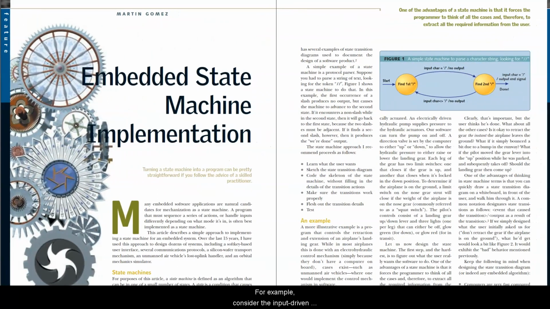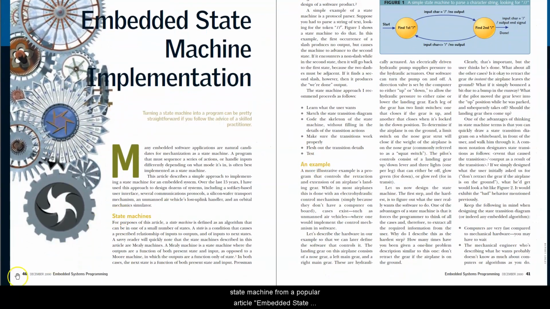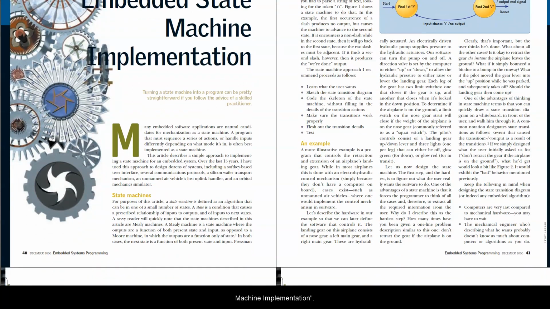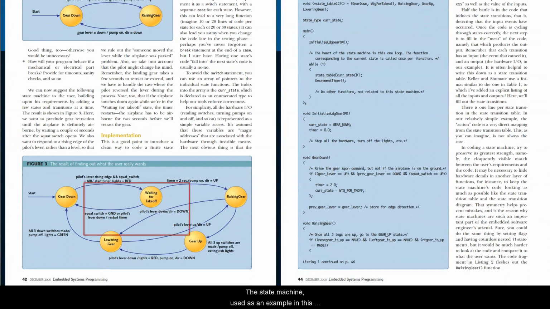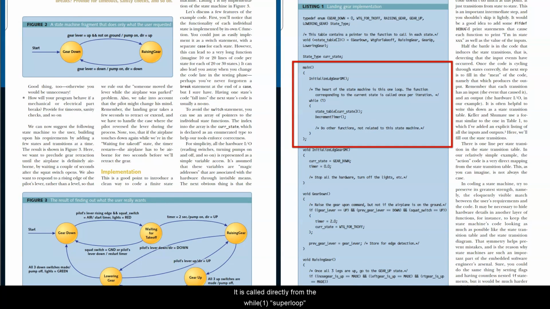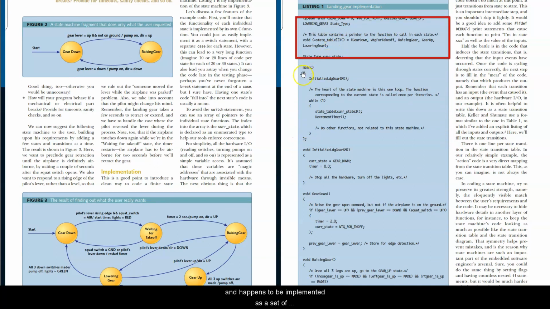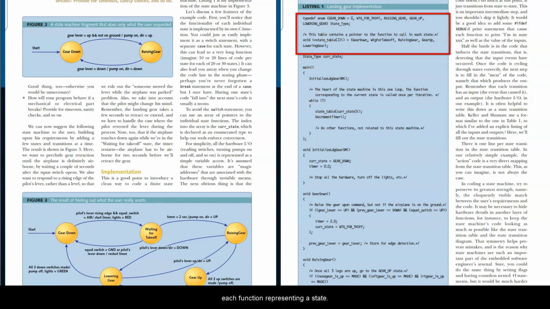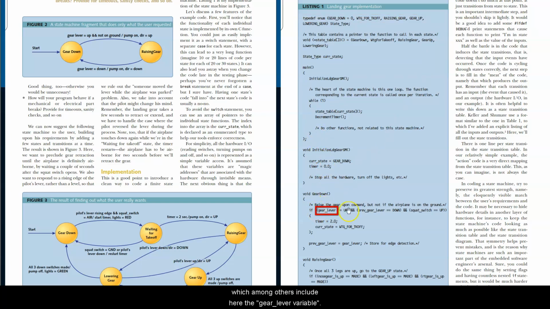For example, consider the input-driven state machine from a popular article, Embedded State Machine Implementation. The state machine, used as an example in this article, controls the landing gear of an aircraft. It is called directly from the while(1) superloop and happens to be implemented as a set of functions held in an array, each function representing a state. I will discuss the various state machine implementations in the future lessons. But for today, let's just focus on the inputs, which among others include here the gear lever variable.